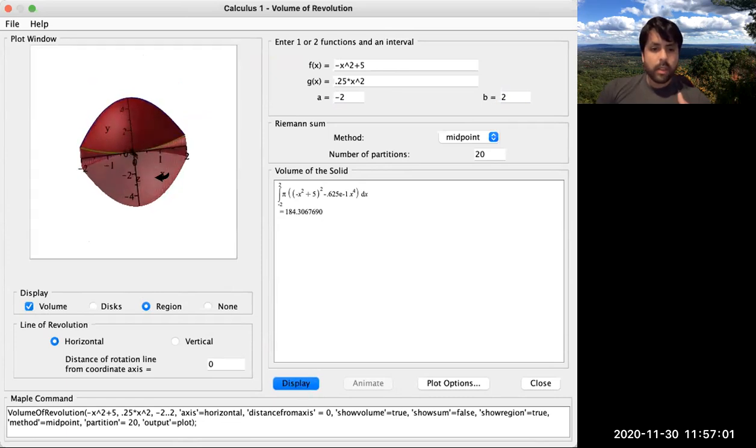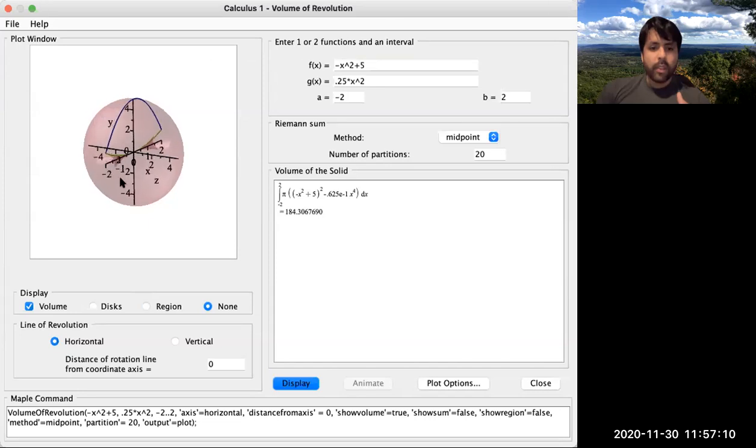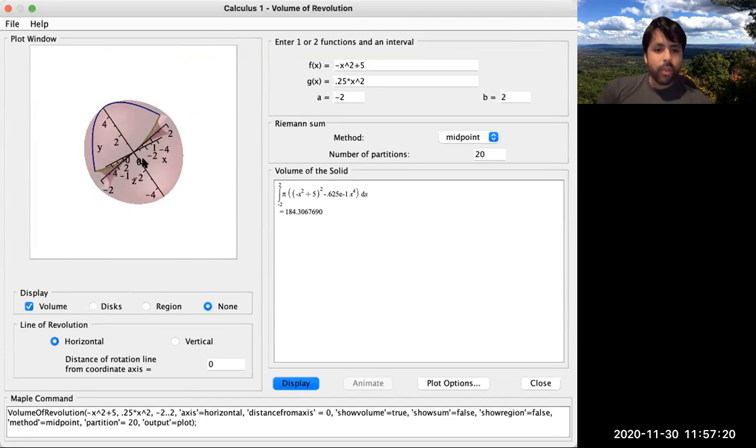Do you guys see that? I don't know if this is helpful. And you see how inside here, I don't know if I can make this bigger. Can I make this bigger? No, I can't. Inside here, it's hollow. There is no volume. There's just space inside. Do you guys see that?